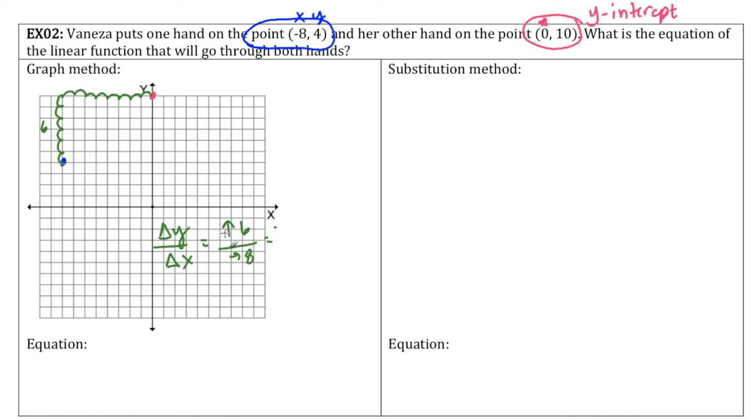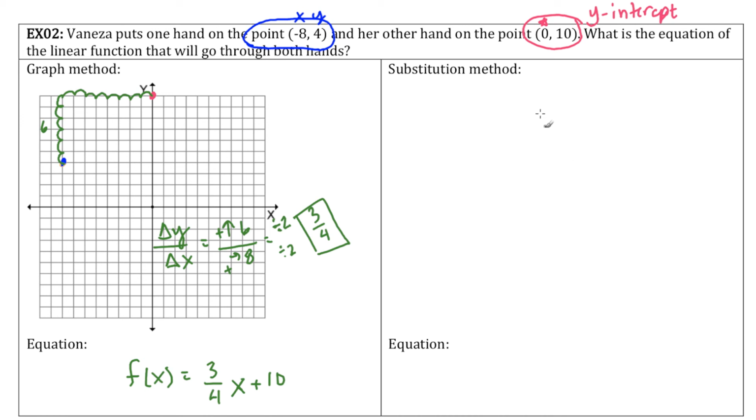Up is positive, right is positive, and a positive over positive is a positive. So I get positive, and then let's reduce by 2, and I get 3 over 4. So f of x equals 3 over 4 x, and then plus 10. Cool.